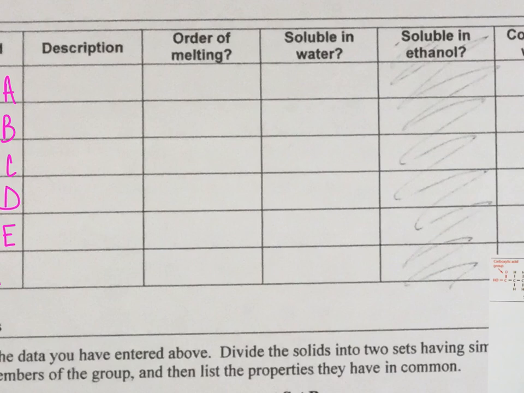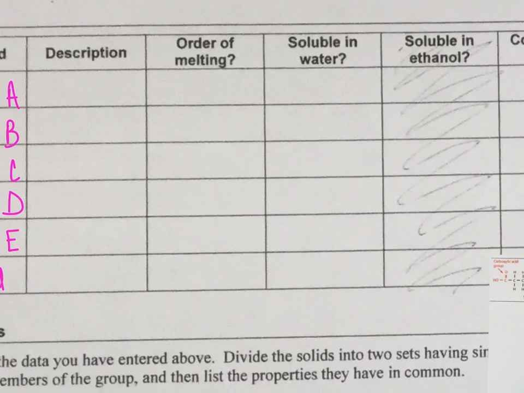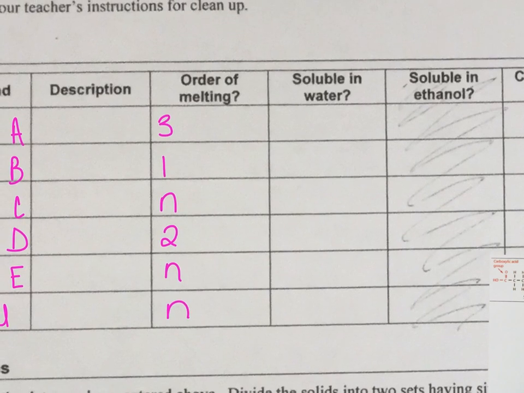Order of melting, you should have had 3 for the top one, 1, none, 2, none, none. Real quick, what this is going to come down to is order of melting told us whether we had a low or high melting point.